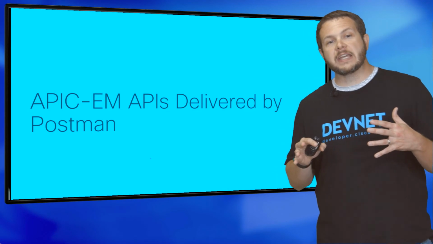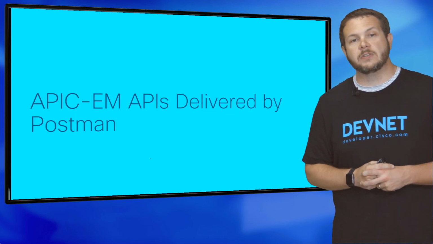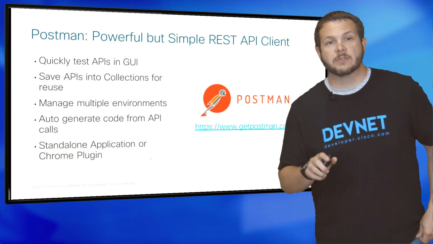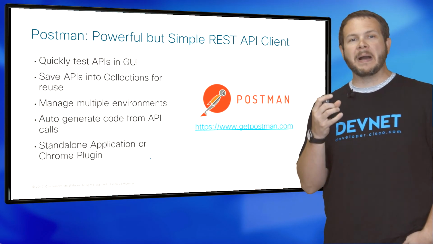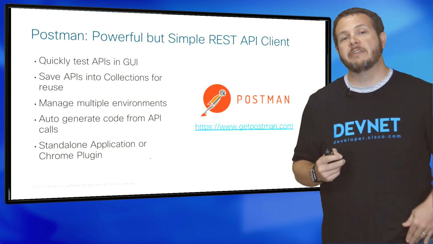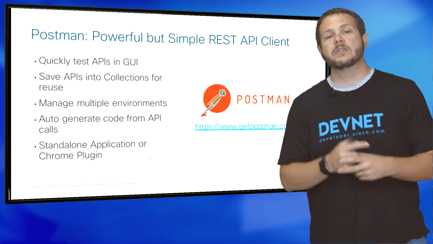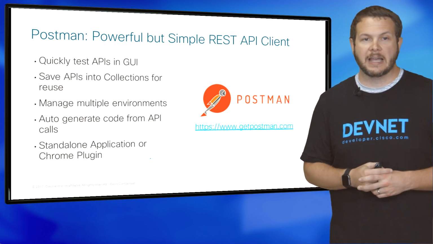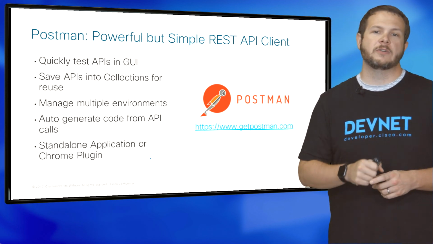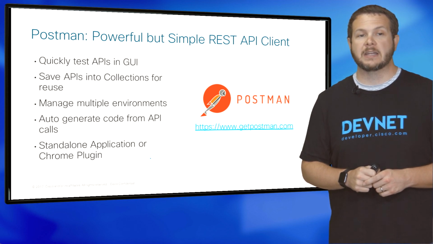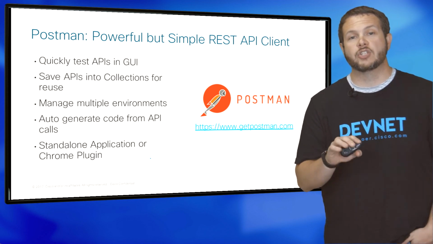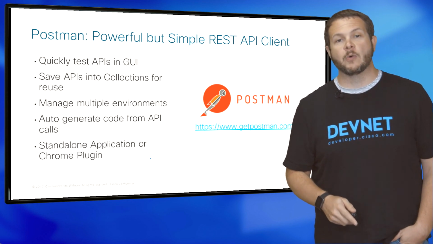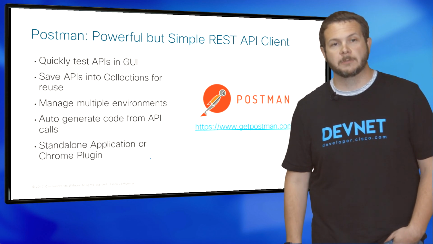Now that we've understood and taken a look at the API documentation and how to read it using Swagger, let's put them to use using Postman. Now, as a reminder, Postman is that simple but powerful REST API client available as a standalone application or as a plugin to Google Chrome. Postman lets us save all of our APIs into collections, manage our environments for different types of APIC-EMs we may want to connect to, and even auto-generate code to jumpstart our actual programmability journey with Python. We'll see how those can be used all with APIC-EM here.